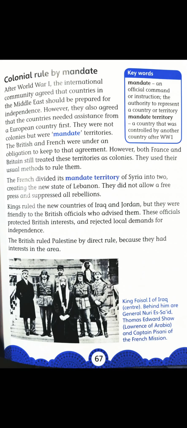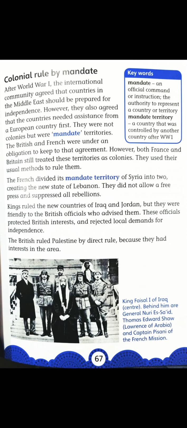The British and the French were under an obligation to keep that agreement, right? So they had to keep it. They had to, okay? In other words, however, both France and Britain still treated these territories as colonies. They used their usual methods to rule them.